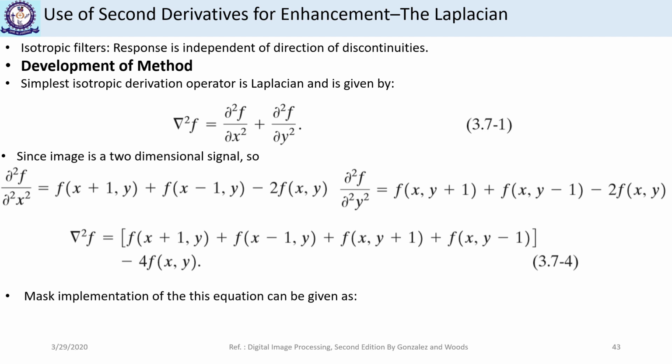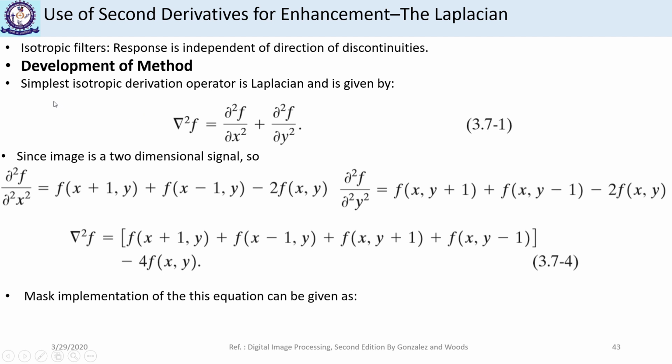It should not change with the rotation of the image in a particular direction. So that we call isotropic filters. So we will get to understand how we say these are the isotropic filters. Now how do we develop these isotropic filters?